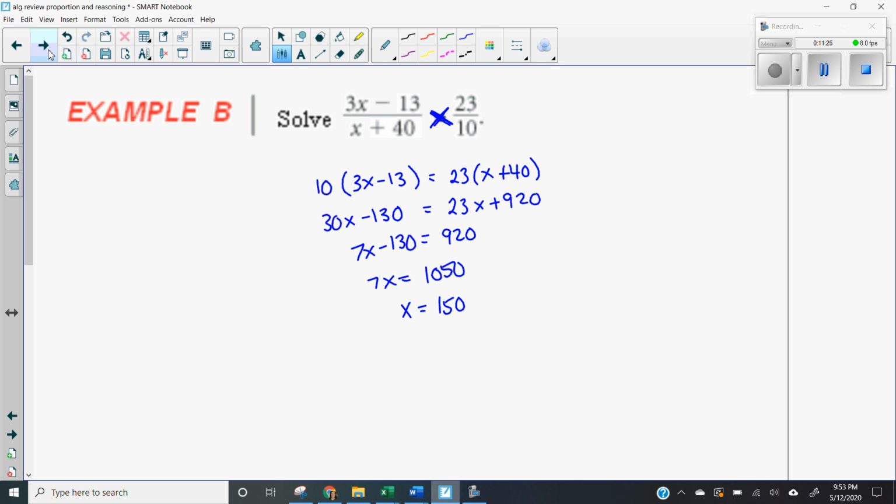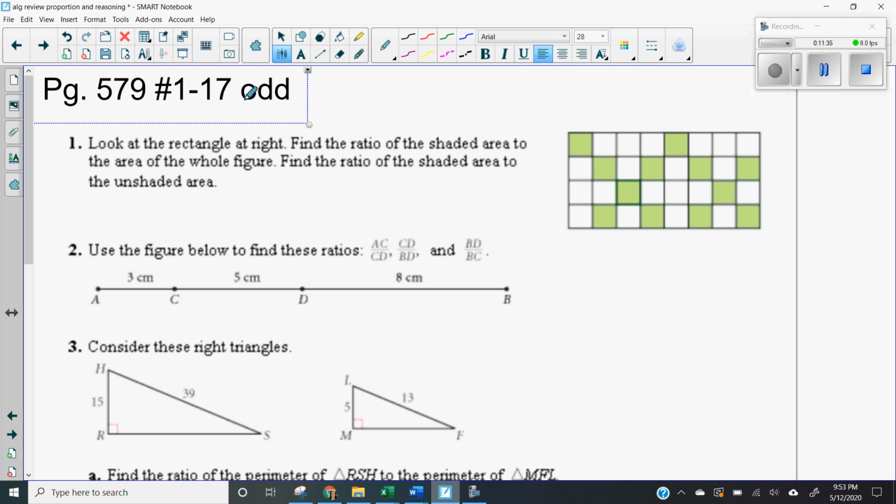Okay, I would like you to try some practice problems on your own for me. I will have the answer key posted on the Google Classroom. Please try them on your own first before you look at that answer key. We're going to do page 579, 1 to 17, just the odd problems. And then I will post the answer key. It has a little more on there than you need. It has the even ones as well. You can just ignore those, check the odd ones.